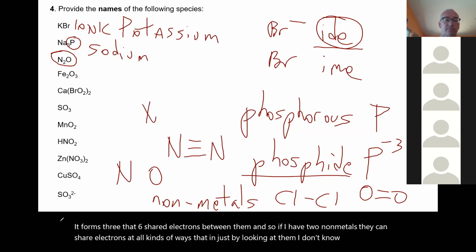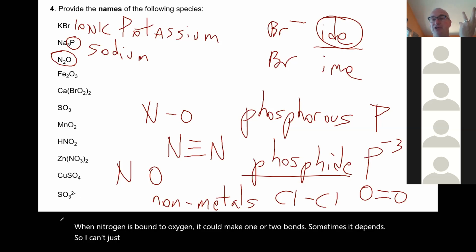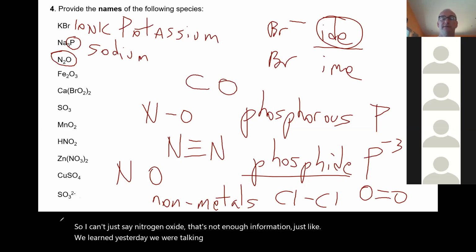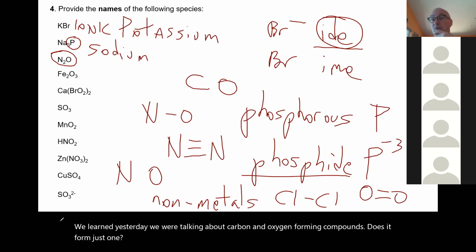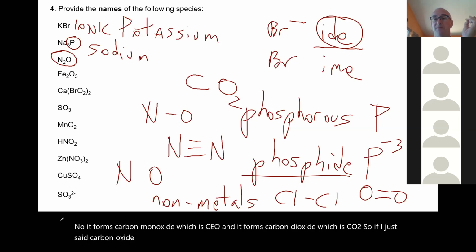Because for instance, when nitrogen is bound to oxygen, it can make 1 or 2 bonds sometimes. It depends. So I can't just say nitrogen oxide. That's not enough information. Just like we learned yesterday, we were talking about carbon and oxygen forming compounds. Does it form just one? No. It forms carbon monoxide, which is CO, and it forms carbon dioxide, which is CO2. So if I just said carbon oxide, you don't know what compound I'm talking about. And the same thing is true here.